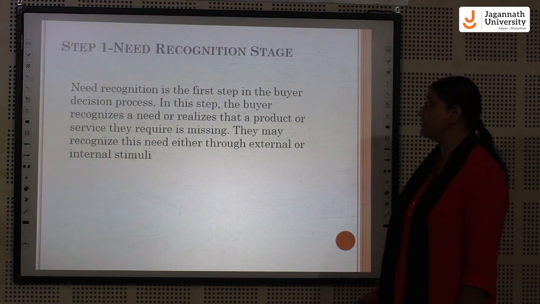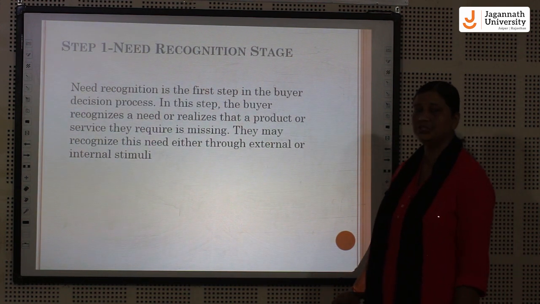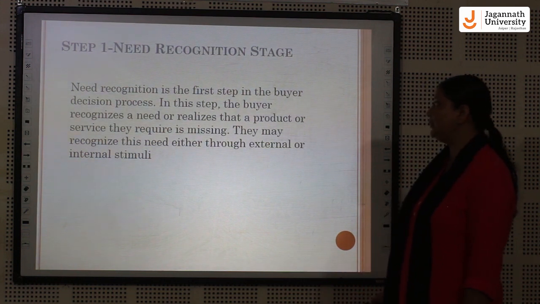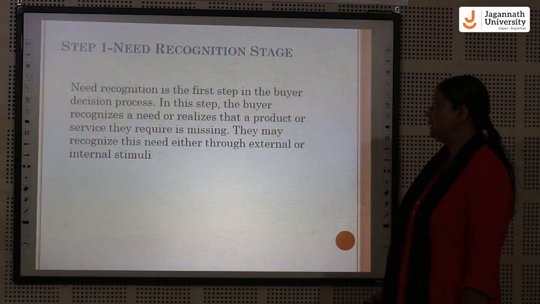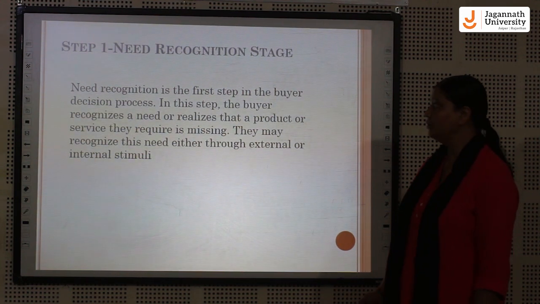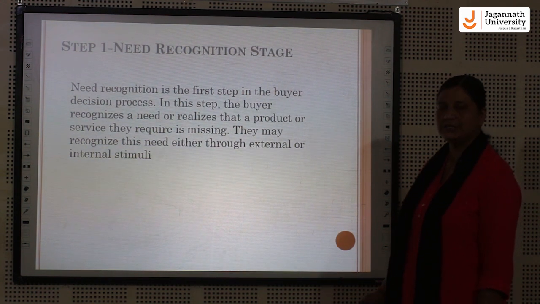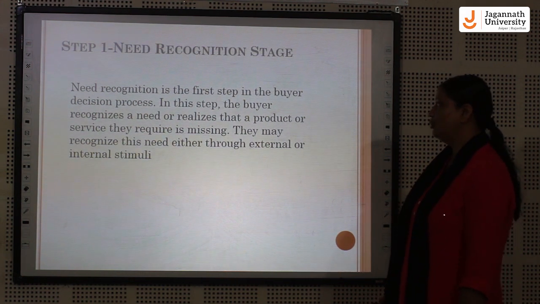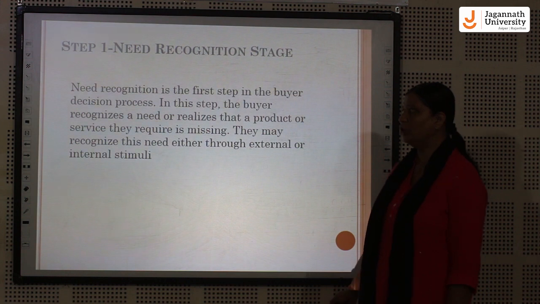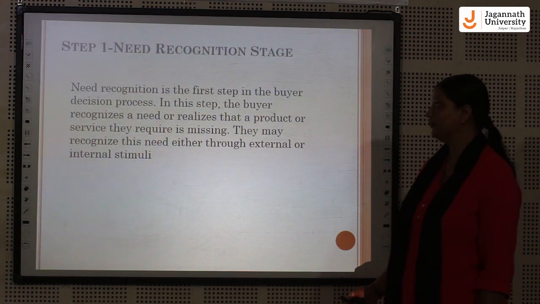Need recognition is the first step in the buyer's decision process. In this step, the buyer recognizes a need or realizes that a product or service they require is missing. They may recognize the need either through external or internal stimuli.